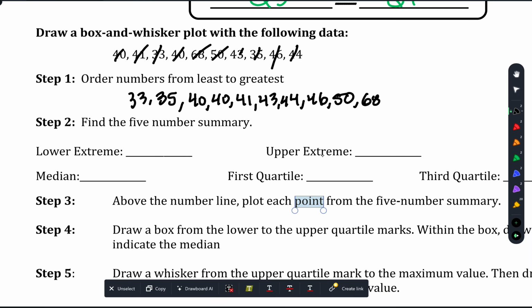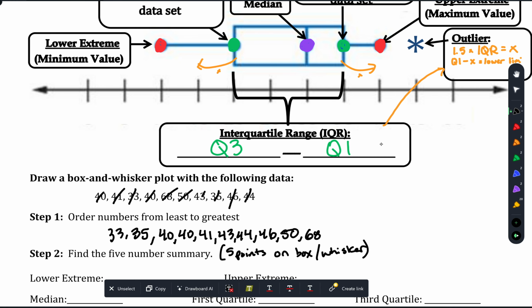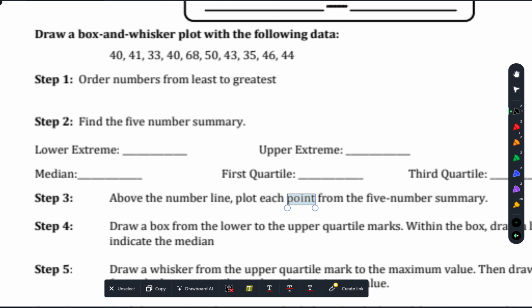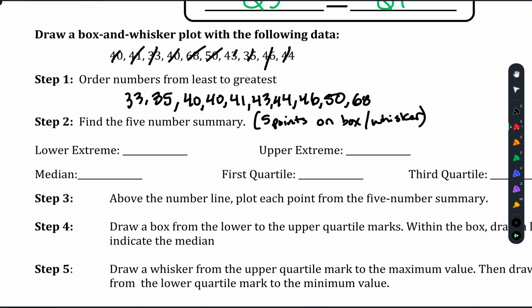Then we find the 5 number summary. That's a fancy way of saying these are the 5 points on the box and whisker. I'm going to zoom out one more time back to this. We can see those 5 points very clearly, right? Those are the 5 things we need to find: lower extreme, quartile 1, median, quartile 3, higher extreme. Now that my data points are in order, this shouldn't be too difficult. The lowest value here is 33. The highest value is 68.